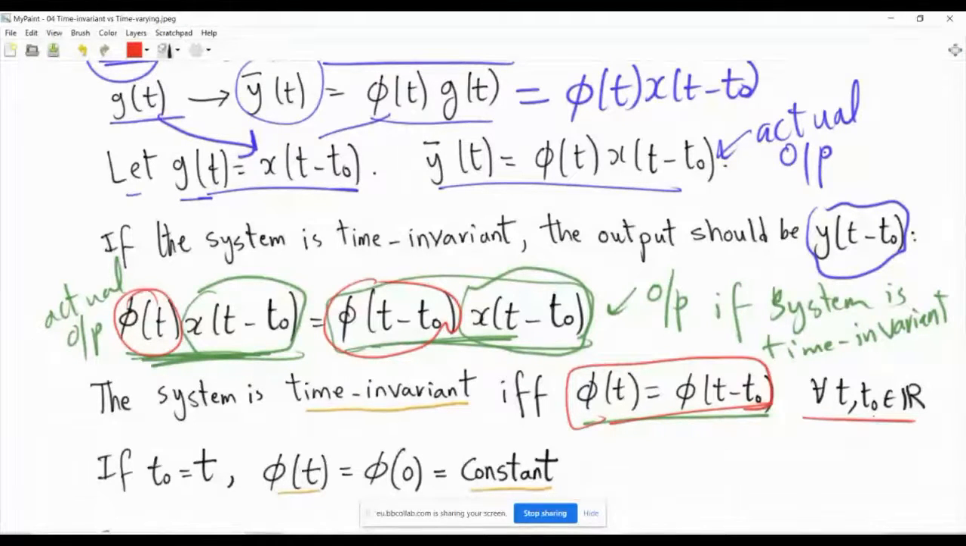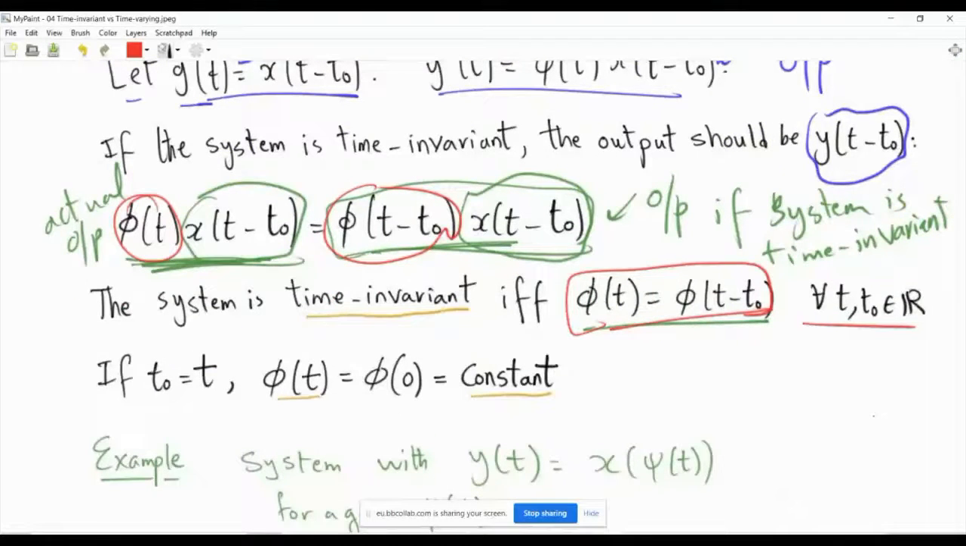Otherwise, the system is time varying. Okay, so what is a function? What is basically phi of t? If phi of t is equal to phi of t minus t0 for every t and for every t0. Okay, so what to look at this is to say this is like the definition of periodicity.